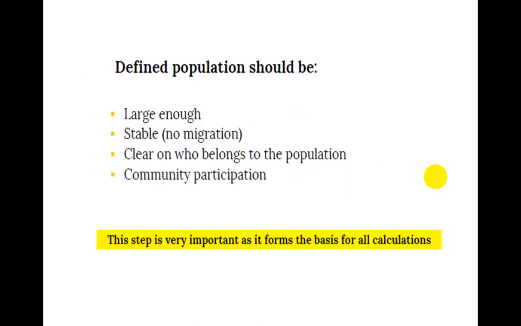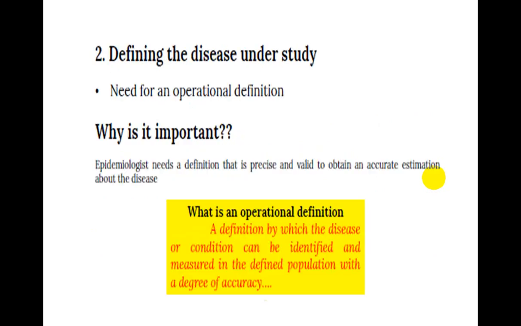So, in defining the population, we need it large enough, stable, non-migrating, clear on who belongs to the population, and with community participation. Second, we have defining the disease under study, which needs an operational definition. Why is it important? The epidemiologist needs a definition that is precise and valid to obtain an accurate estimation about the disease, and this is a definition by which the disease or condition can be identified and measured in the defined population with a degree of accuracy.